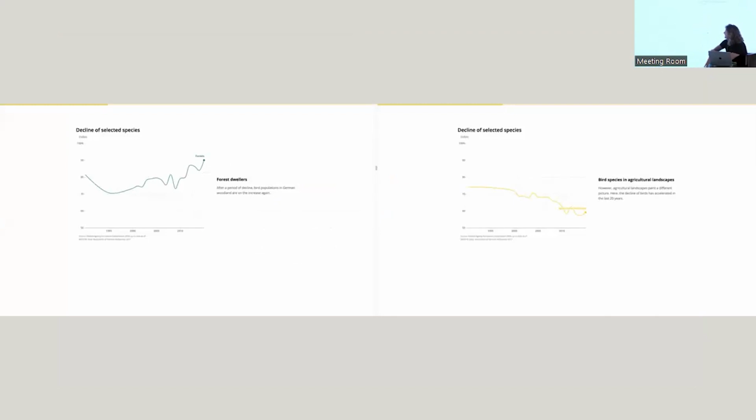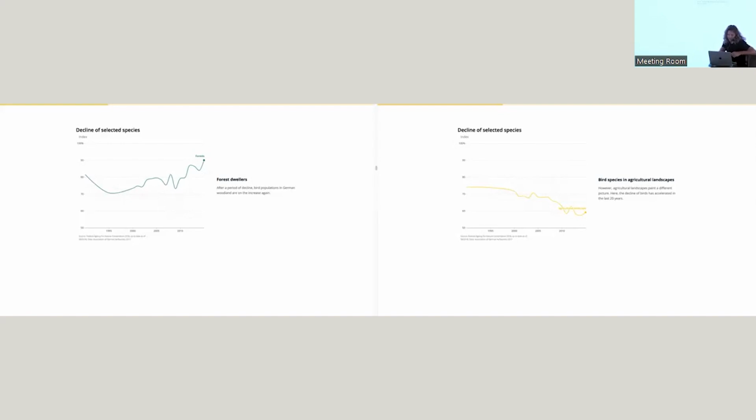Another sticky side-by-side element we used was a line chart, also for different types of birds in specific areas. On the left side, for example, you can see that in forests the bird amount is increasing again, which is quite nice.